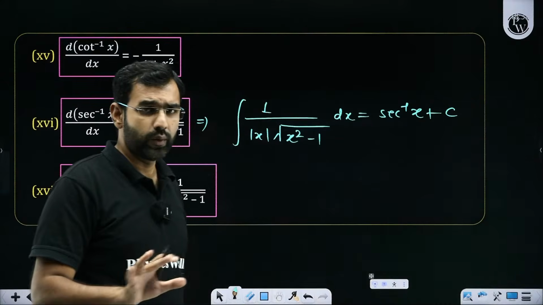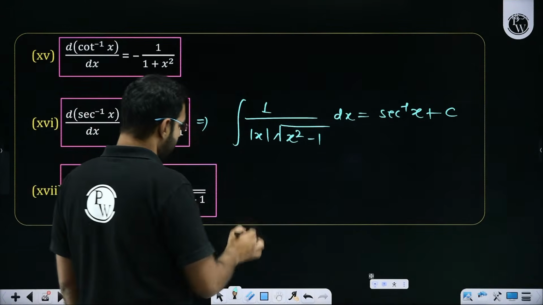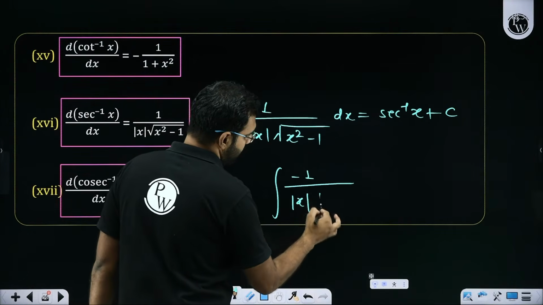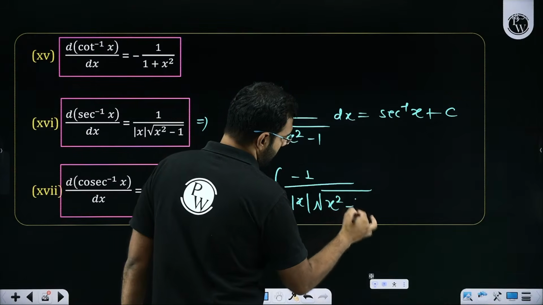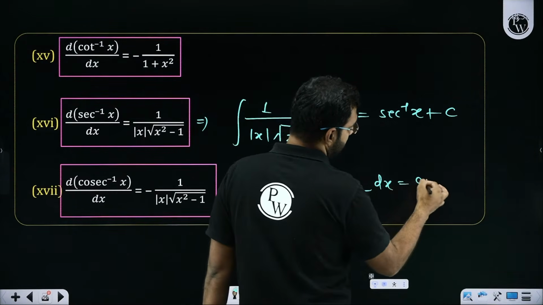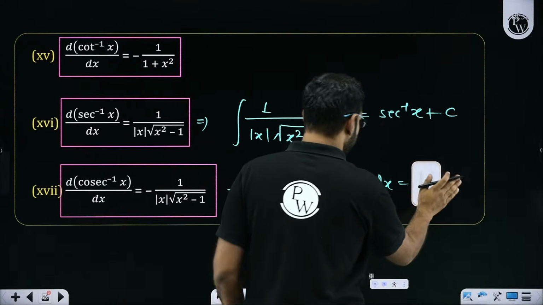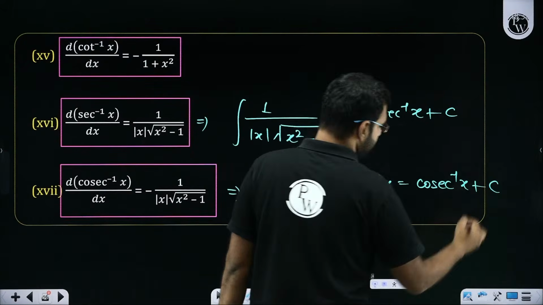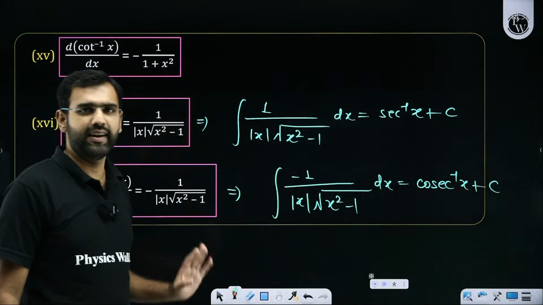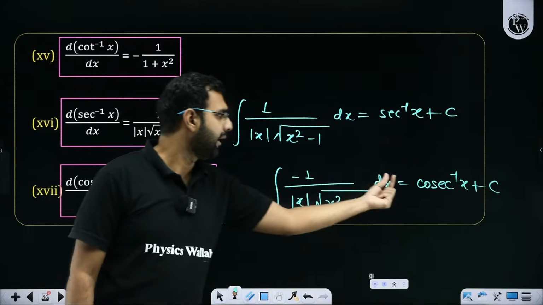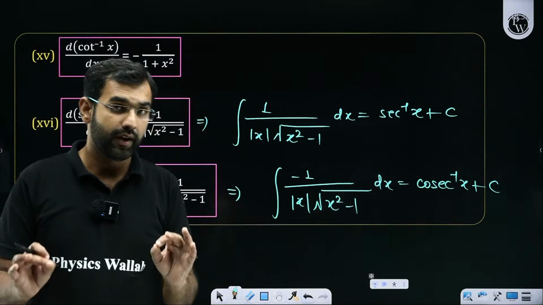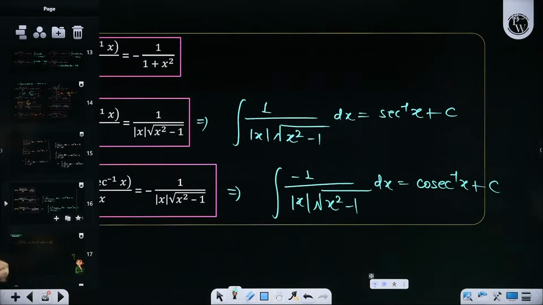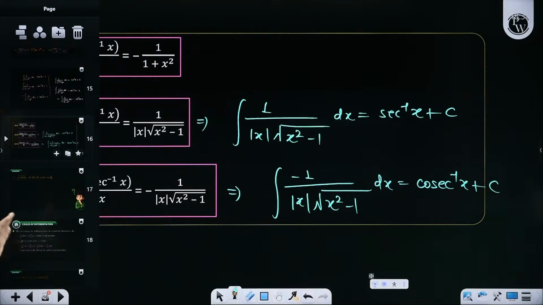And of course, without any discussion, if minus of 1 upon mod of x times under root over x square minus 1 needs to be integrated, it will give me cosec inverse x. Sir, what if I take this minus sign outside? You can. In that case, it will be minus sec inverse x. Everybody got this? Everybody understood it? Any confusions if you have, please ask. Shall I move ahead? Whatever we did, you all get this?